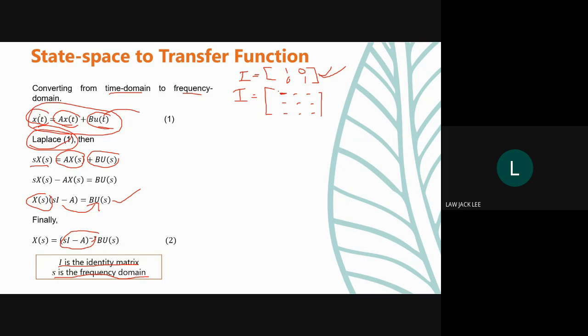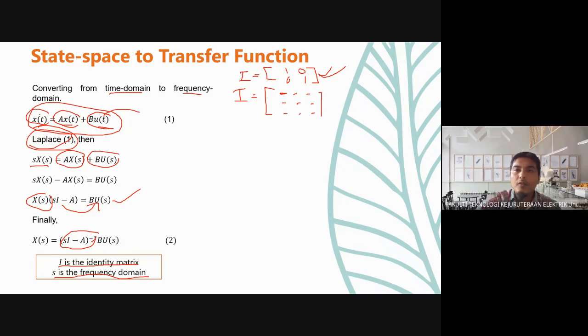1, 0, 0, and 0, 1, 0, and 0, 0, 1. So you look at this pattern, the diagonal. What is the value on the diagonal? The diagonal is 1, 1, 1. The rest will be 0. Yes, the rest will be 0. So this is the meaning of the identity matrix.